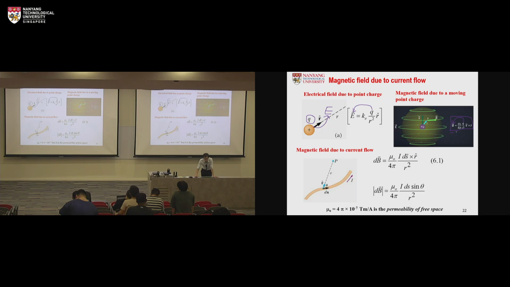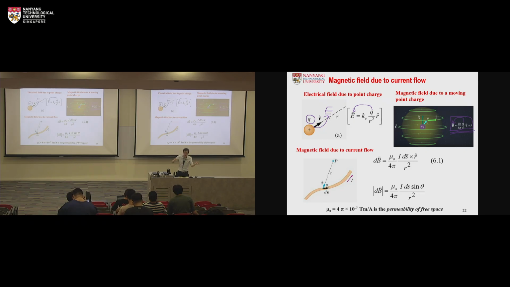Of course, the details of this one I will just skip. Let me first build up all this connection. If you have one moving charge, you can get a finite B. Then how can you determine B due to a current flow? Again, let's say we start from here. You have B due to one moving charge. Now we need to determine B from a current flow, again, the relation between these two.